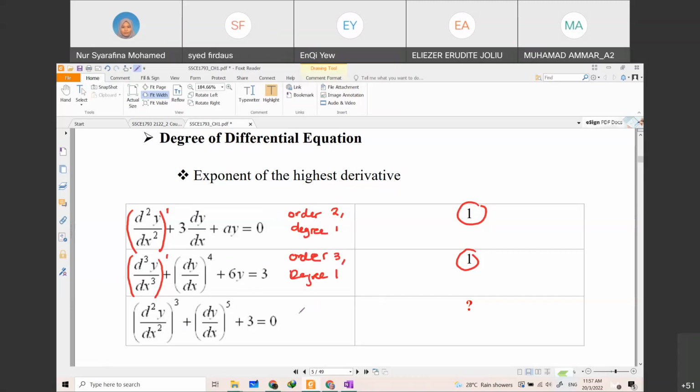The highest derivative gives the order. So what is the order here? The highest derivative is 2, where the degree is 3. Okay, 3. In order to determine the degree, you need to check what is the highest derivative, which is here, and check the exponent, which is 3. So that is the degree. That is how you can identify the order and the degree of a differential equation.